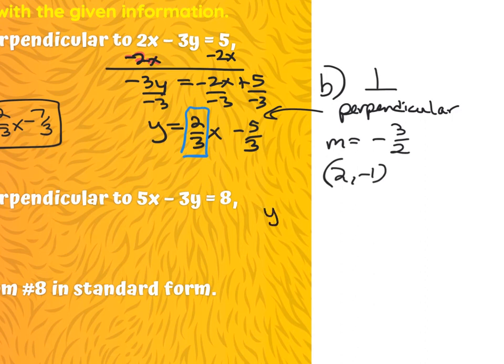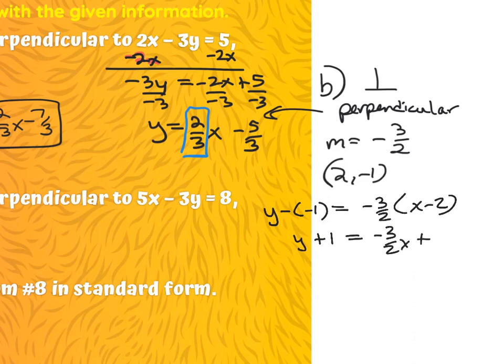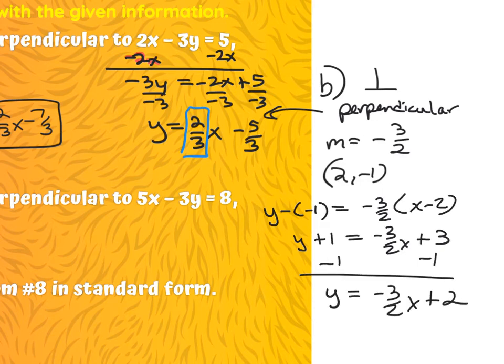So now I do y minus negative 1. What I'm switching now is the m. I'm going to simplify that negative negative, distribute. So we'll actually just simplify into plus 3. Move the 1. And y equals negative 3 over 2 x plus 2. And you're done.